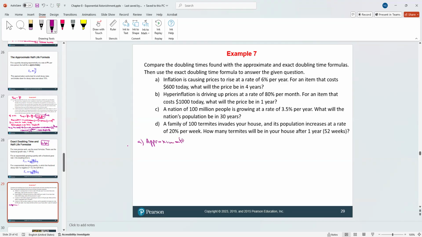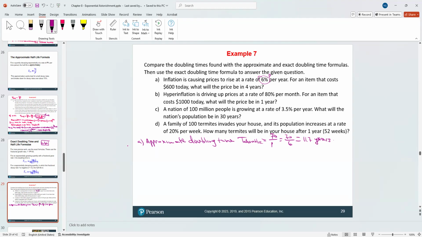Approximate doubling time, T double, using the 70 rule, 70 over P. What is P? P here is 6%, so 70 over 6, that's 11.7 years. So it would take 11.7 years to go from 600 to 1,200. So that's what we said about this.